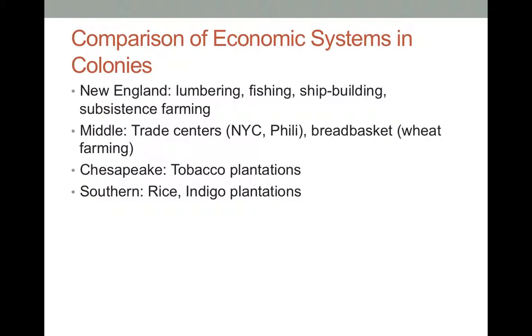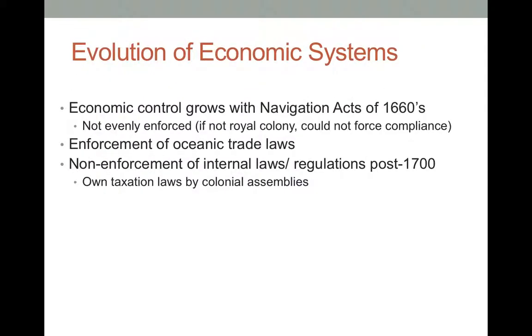The way that their economic systems are going to be set up in New England, it's lumber, fish, more of a diverse sort of society, a lot of trade. In the middle, again, more trade, a lot of wheat farming. The Chesapeake is going to be tobacco, and the South is going to be rice and indigo.